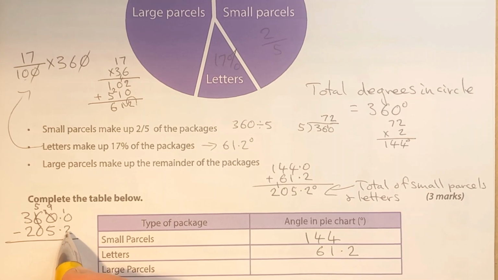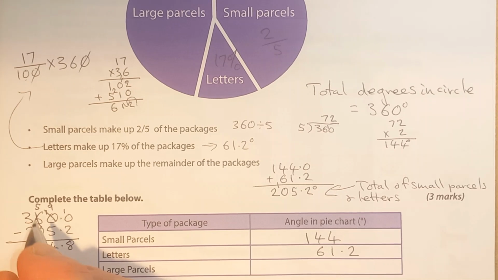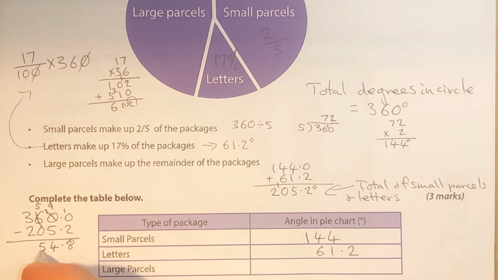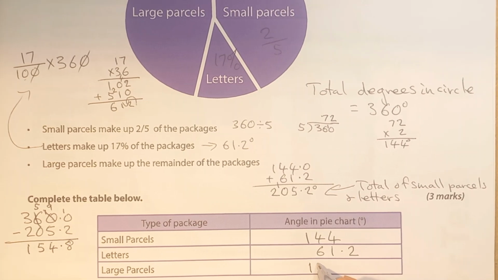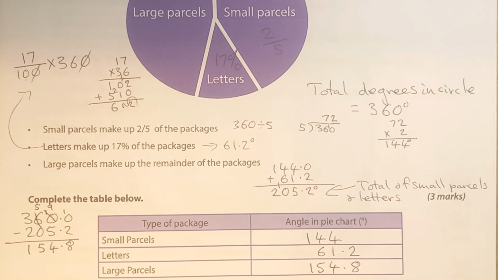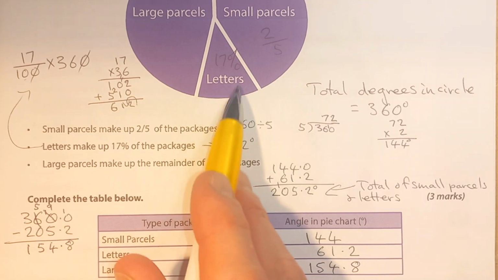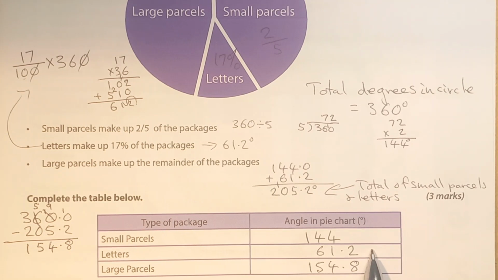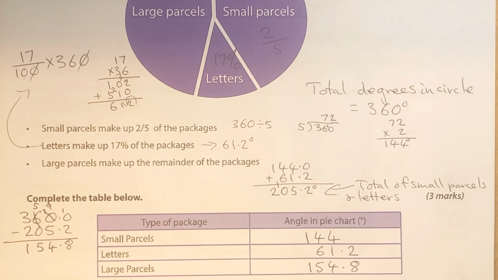So now we've got something to take the 2 away from. So 10 minus 2 is 8. 9 minus 5 is 4. 5 minus 0 is still 5. 3 minus 2 is 1. So we've got 154.8 degrees. And we can do just a sort of little sense check. Well, we can see that both of these are quite big and we should have a smaller number for letters, which makes sense. And large parcels should be a bit bigger than small parcels, which it is.